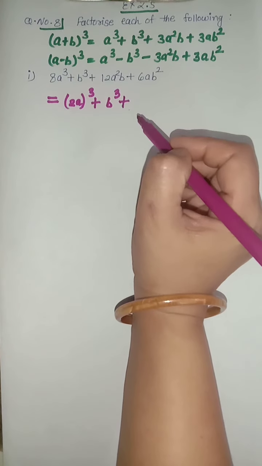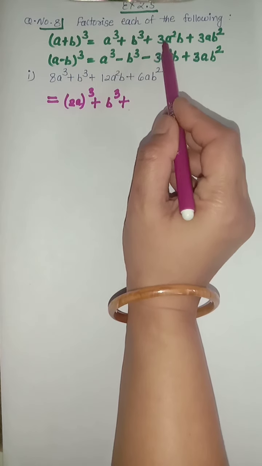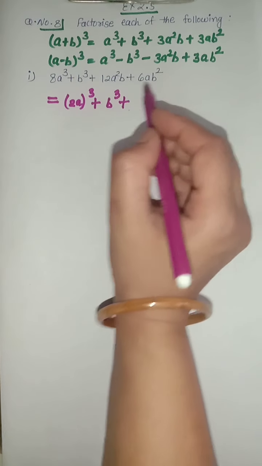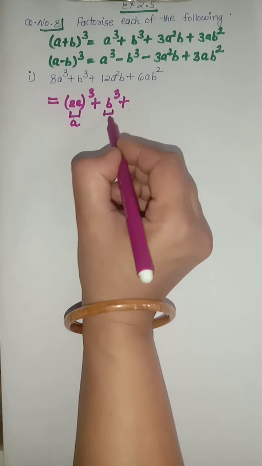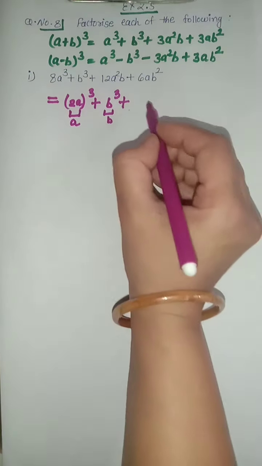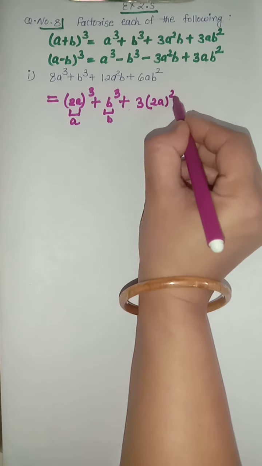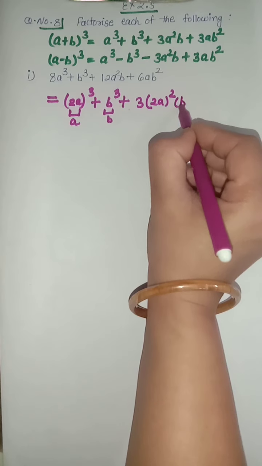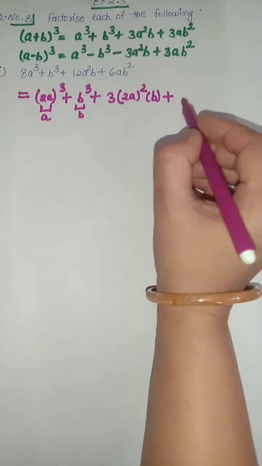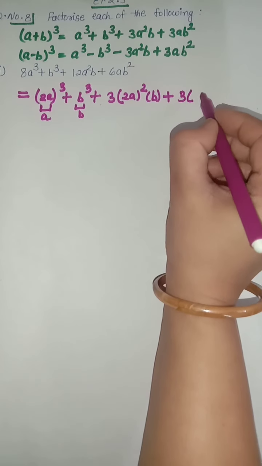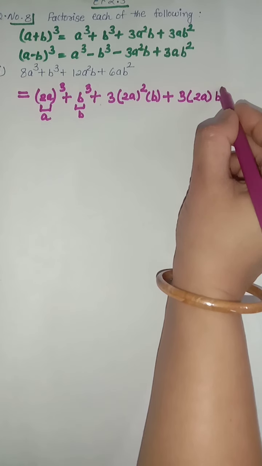Next step, now you have to break this 12a square b in the form of 3a square b. Here the value of a is 2a and the value of b is b. So we can write 3a square, that is 2a whole square, and b, which is just b. Next, 3ab square: 3a means 2a, b square means b square.